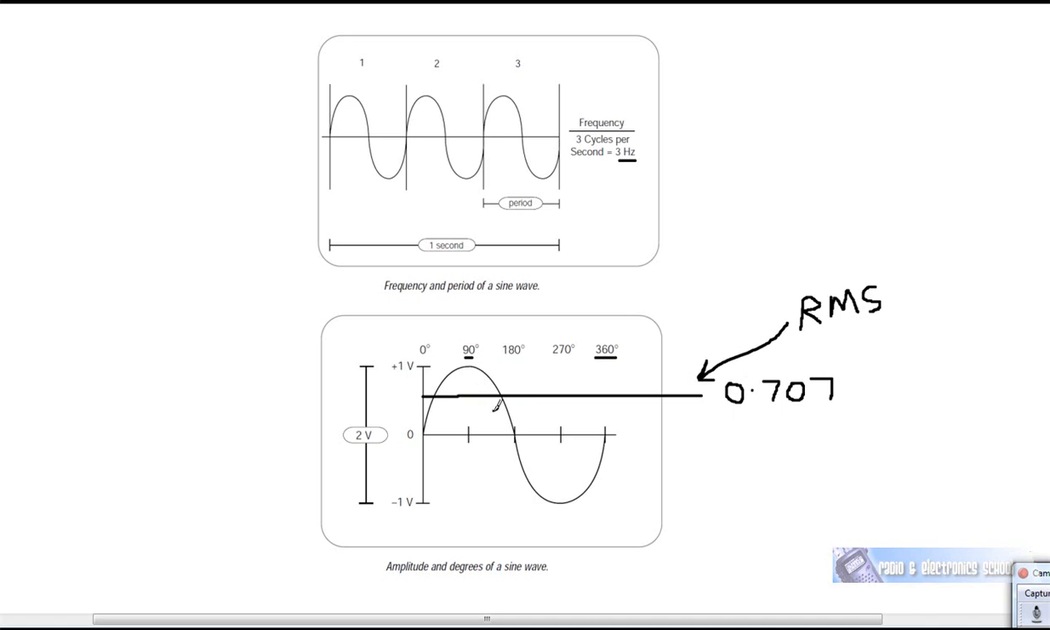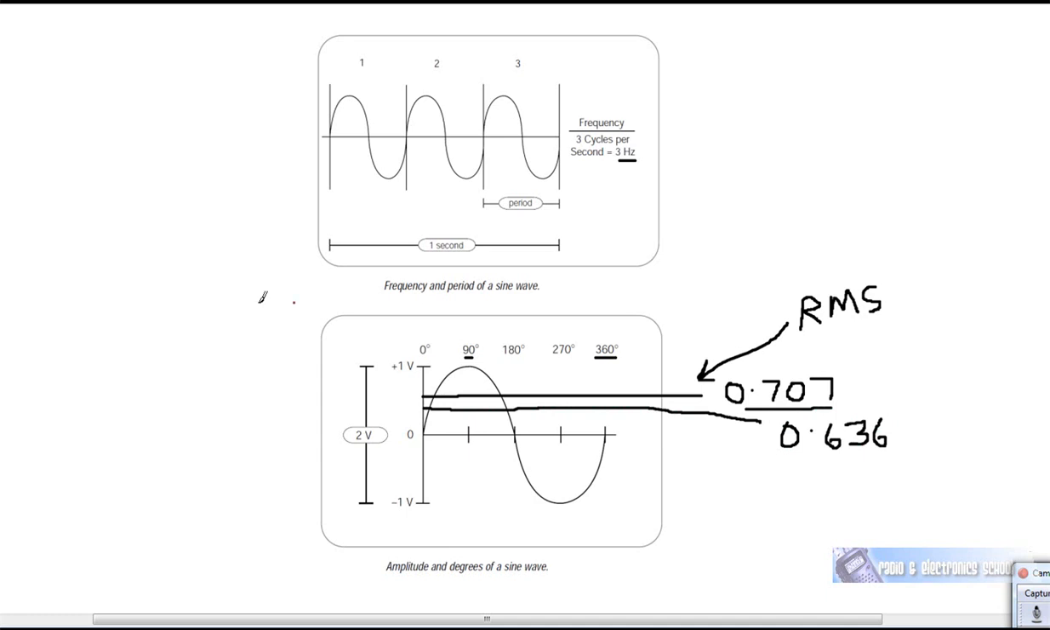There is another value called the average. It's not particularly important. It's a little bit lower than the RMS, and the average value is 0.636 of the peak. But you won't have to be too concerned with that one. This is the one you need to know, the RMS value.